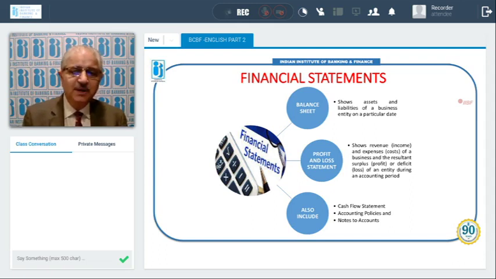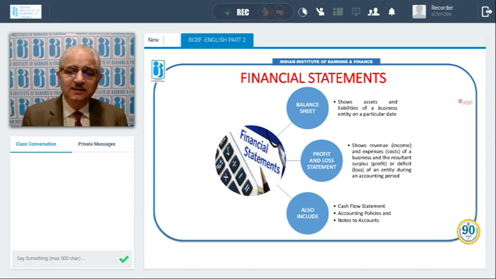Now, in the case of companies, when you are preparing the financial statements, balance sheet and profit and loss account, you also give some other information. One piece of information which has to be given is the cash flow statement. During the year, what was the opening cash balance with you? And during the year, from which sources did you receive your cash?